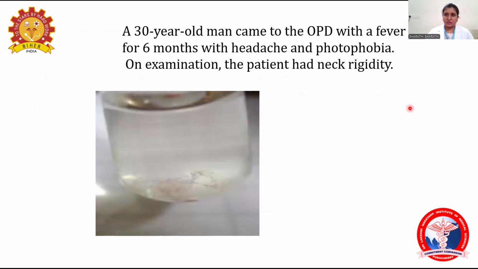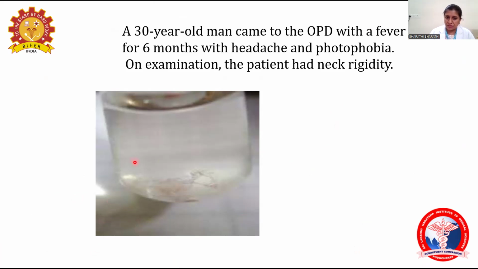Now I am telling a little bit about the questions, because my topic is CSF and the case charts. This is for the MBBS students. A 30-year-old male came to the OPD with fever on and off for 6 months, with headache and photophobia. The fever of 6 months is not an acute presentation, it is a chronic presentation. On examination, the patient has neck rigidity.